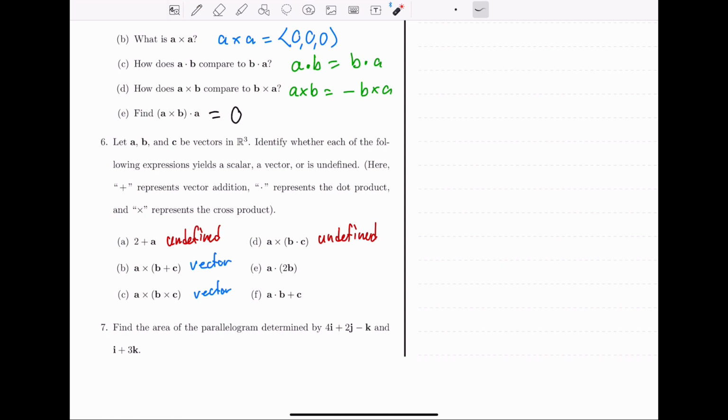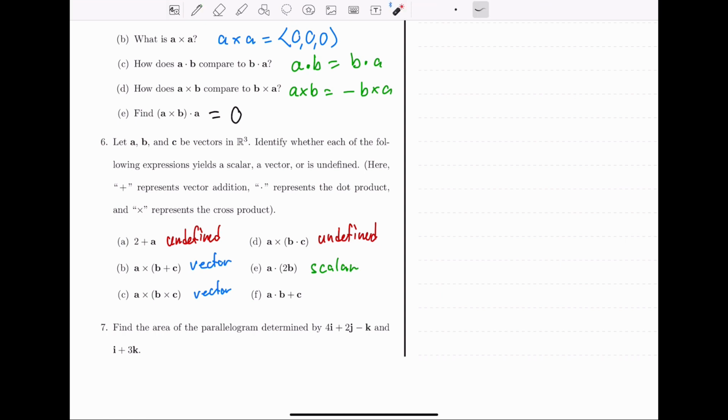How about part E? 2b is a scalar multiple of the vector b. So that's another vector. We have the dot product of a vector with a vector. Can we do that? Sure. And the dot product of a vector with a vector is a scalar. So the answer here is a scalar.